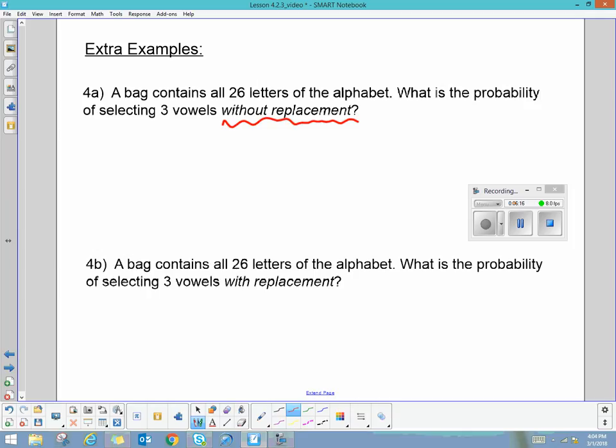So there are going to be 5 vowels in total. So let's start with that. So 5 vowels out of the 26 total tiles, but now I picked one of them and I am not putting it back. So now there's 4 out of 25. And lastly, because I want 3 of them, I better pick one more time, and now it's 3 out of 24. So I just wanted to give you guys something a little different, something to think about. And if you did it correctly, you actually get a fairly small decimal.